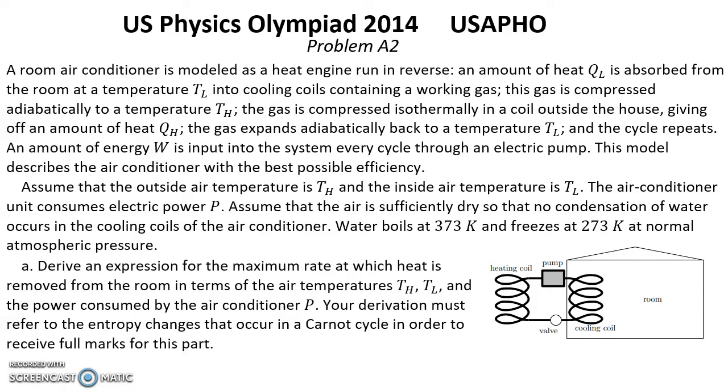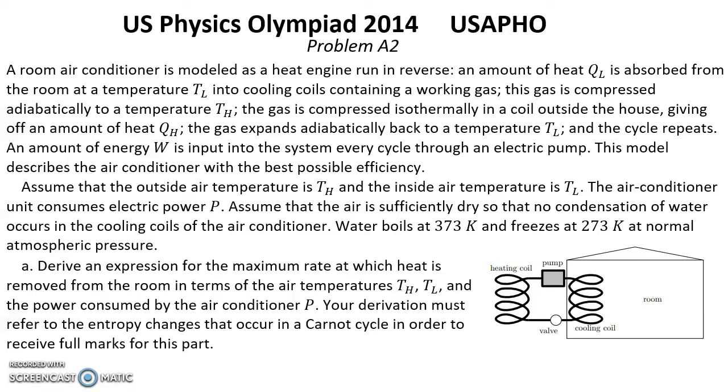An amount of heat QL is absorbed from the room at a temperature TL into cooling coils containing a working gas. This gas is compressed adiabatically to a temperature TH. The gas is compressed isothermally in a coil outside the house, giving off an amount of heat QH. The gas expands adiabatically back to a temperature TL and the cycle repeats.